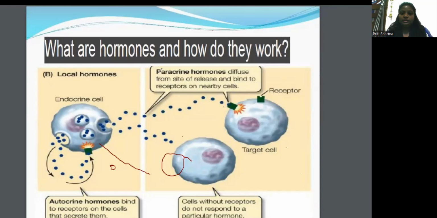The other part is paracrine hormone. Paracrine hormone diffuses from the site of release and binds to receptors on nearby cells. So in paracrine hormones, you can see that hormones are released from one cell and bind to the nearby cells.